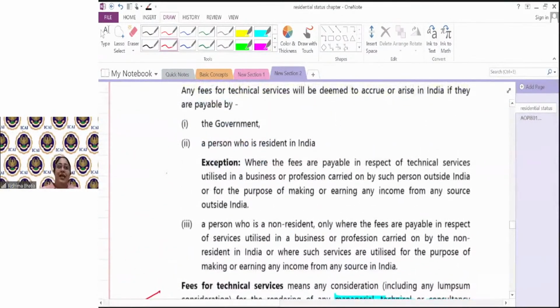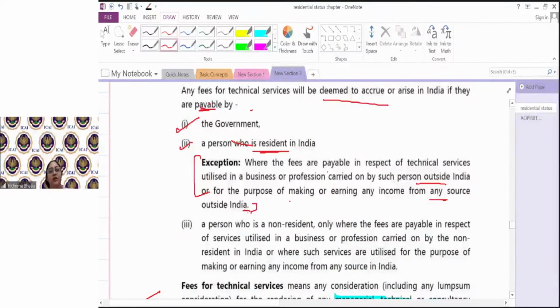Here also it is exactly the same as royalty. Fee for technical services would be deemed to accrue or arise in India if it is paid by or payable by the government, or if it is payable by a resident, except in a situation where the fees payable by the resident is utilized in a business carried on by such person outside India, or for the purpose of making or earning any income from any source outside India.